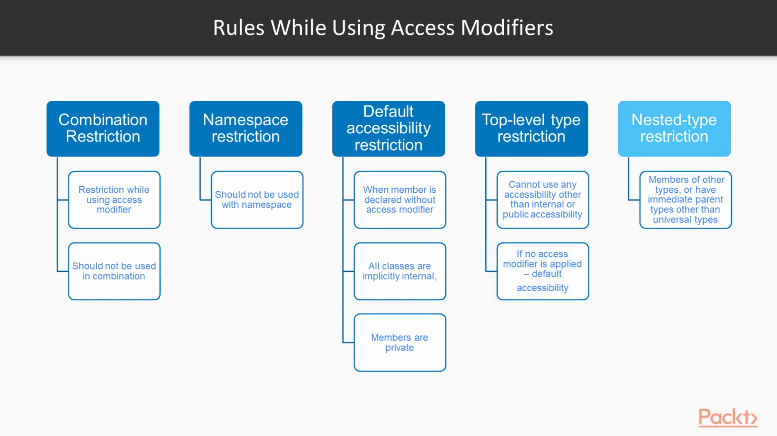Last rule is nested type restriction. Nested types are those that are members of other types or have immediate parent types other than universal types, that is, an object. In this video, we looked at modifiers.